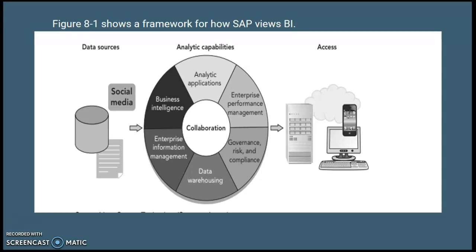Enterprise performance management is the concept of developing strategic goals for the organization and then gathering data to evaluate how the organization is performing in relation to those goals. The governance, risk, and compliance categories represent a group of activities focused on ensuring an organization is functioning ethically and legally.